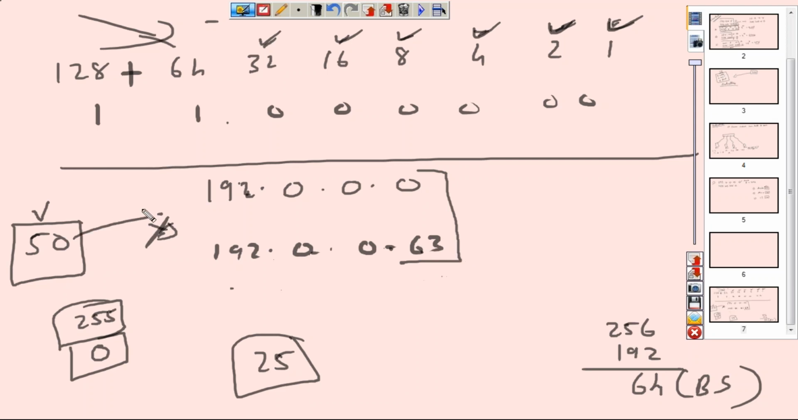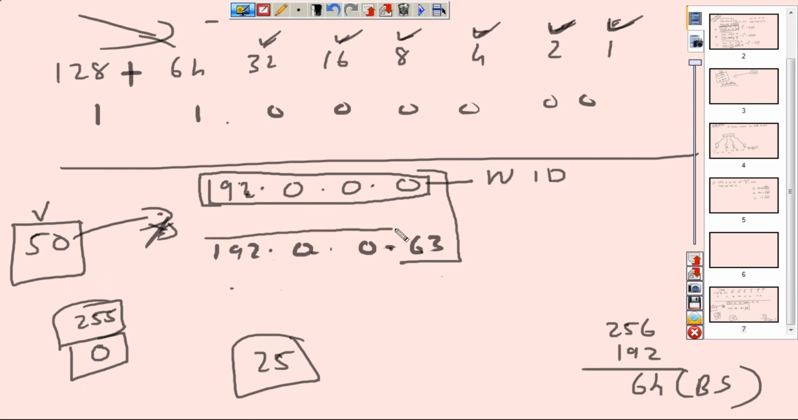We asked for a network of 50, right? And we got a network of 64, including 0. Now comes the small catch here. The first IP address of any network, I will repeat, any network, is called the network ID, which means that is how we would refer to this network. And the last IP of a subnet is referred to as the broadcast IP.